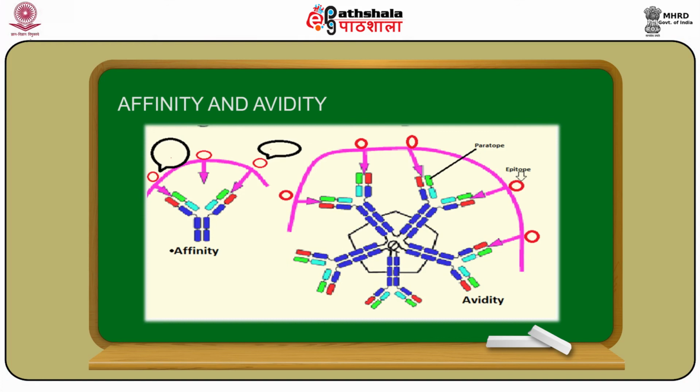Epitope, that is antigenic determinant, and paratope is component of antibody binding with the epitope. Interactions of epitope and paratope are non-covalent. If the interaction is with a single epitope and paratope, it is called affinity, but if it is more than one, it is called avidity. Avidity is stronger than affinity.